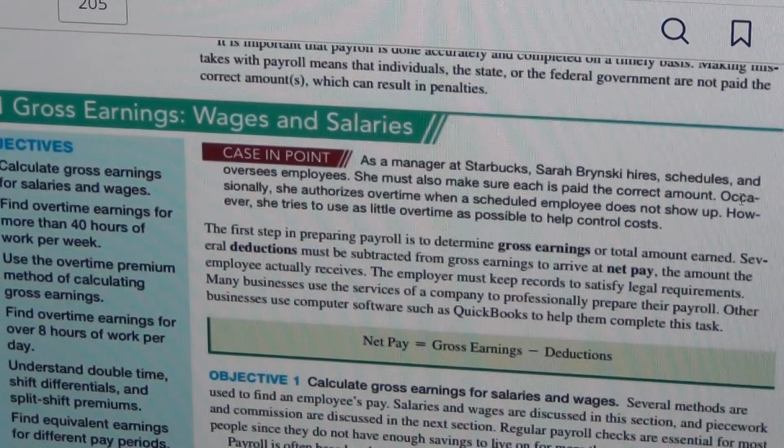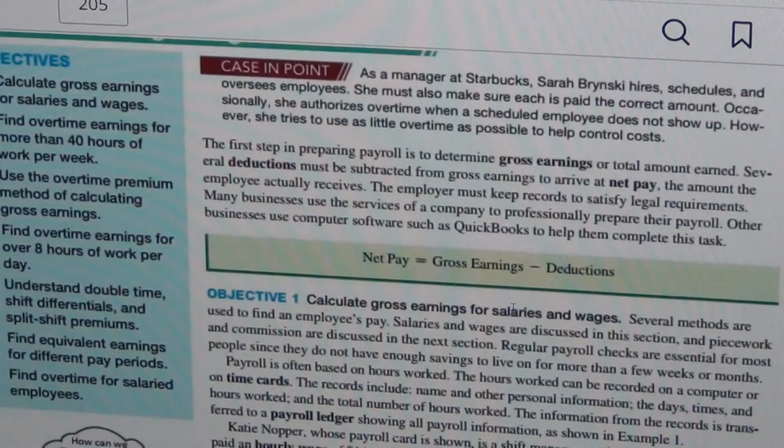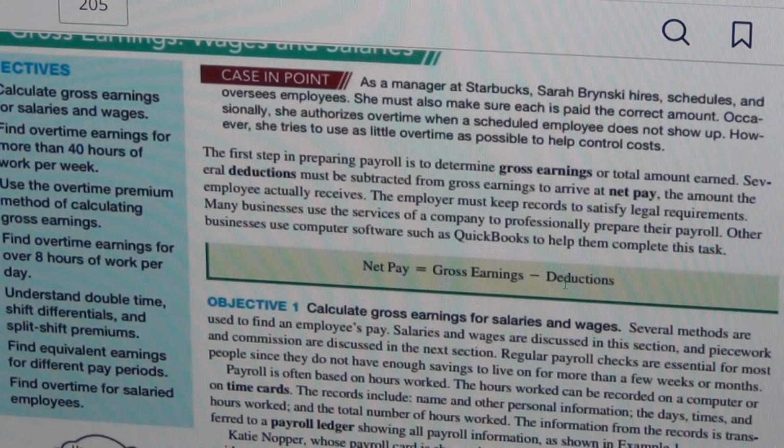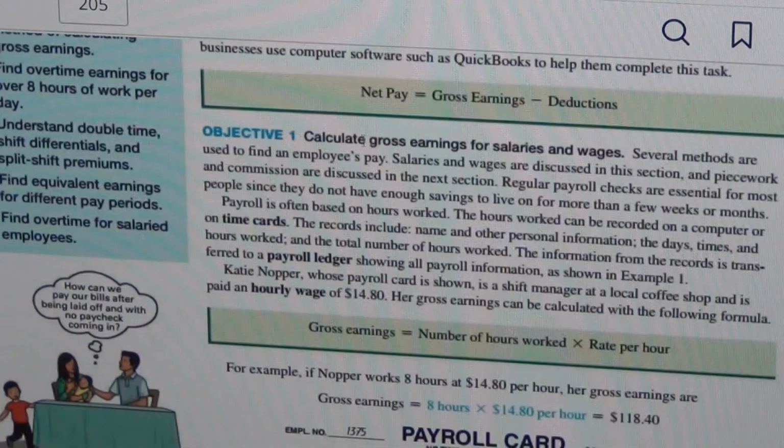Okay, so the first thing we're going to talk about is gross earnings, wages, and salaries. First of all, we're going to talk about the overall computation. We're going to take gross earnings and subtract any deductions from that. Gross earnings minus deductions gives us the net pay. Let's take one step at a time. The net pay is ultimately what we want to get to, but first we have to talk about gross earnings.